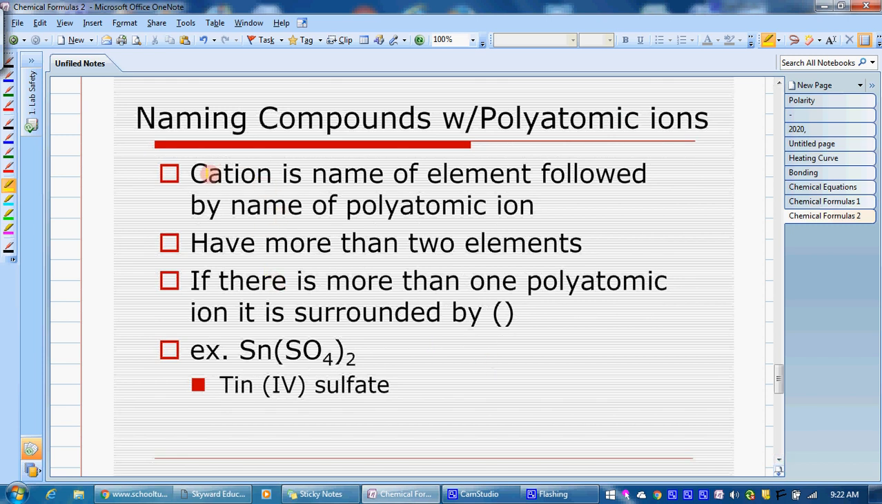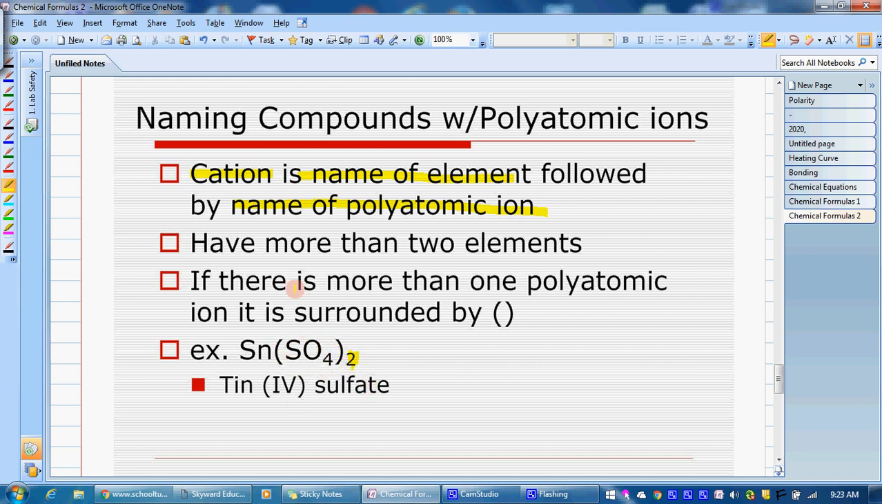So when we name these, again, the cation is going to be the name of the element, and then the name of the polyatomic ion comes right after that. Sometimes a polyatomic ion is going to be surrounded by parentheses. So in this case here, the sulfate is in parentheses because there's 2 of that. That means there's 2 of this whole thing.